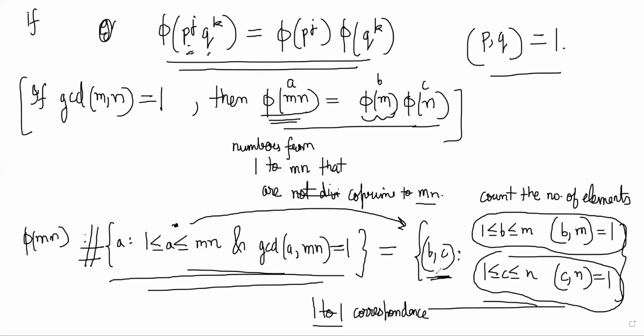I think counting the number of elements that are not co-prime to MN is easier. Then we just subtract from MN. That might be easier.